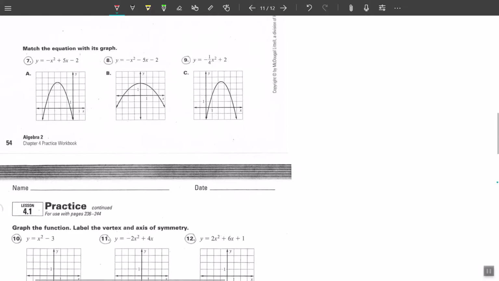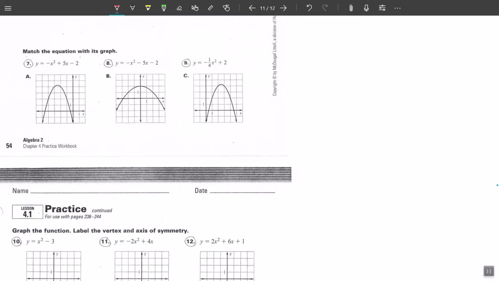And for 7 through 9, we need to match the equation with the appropriate graph. The most obvious place to start on these is to look at the a value to see if it's negative or positive. But we can see that all of them are negative and all of the graphs open downward, which is what we would expect with the negative a's. So that's not going to help us narrow anything down.